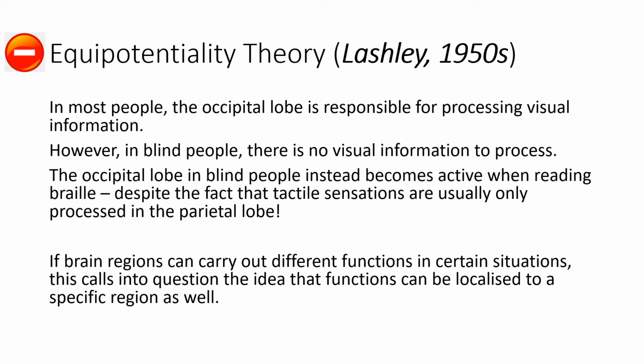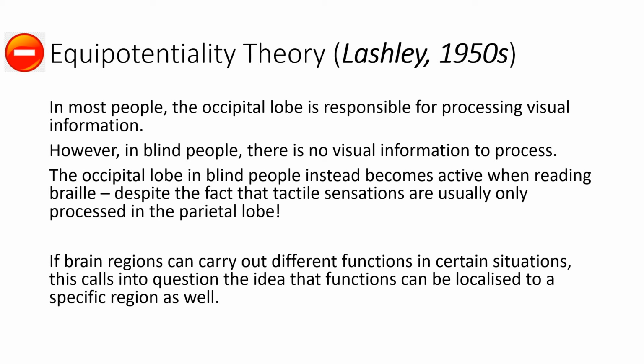Similarly, in most people, the occipital lobe, as I said, is responsible for processing visual information. However, in blind people, obviously, there is no visual information to process. So the occipital lobe doesn't just sit there doing nothing. Actually, what it instead does is take over some other functions that the brain needs it to do. So when blind people read Braille, which obviously uses their tactile senses because they read with their fingers, despite the fact that tactile sensations are usually processed in the parietal lobe, in the somatosensory area, in blind people, the occipital lobe becomes active as well.